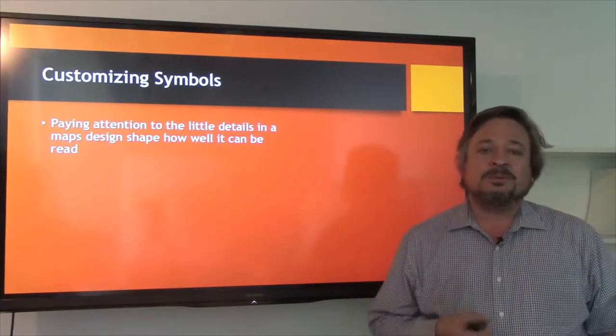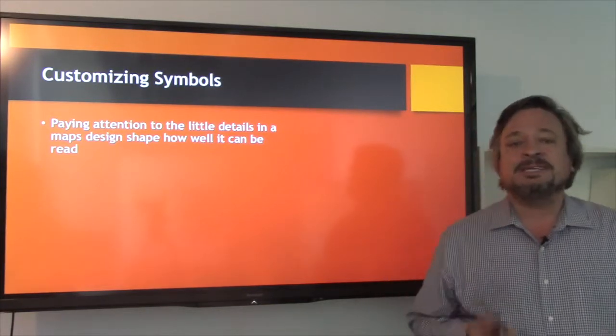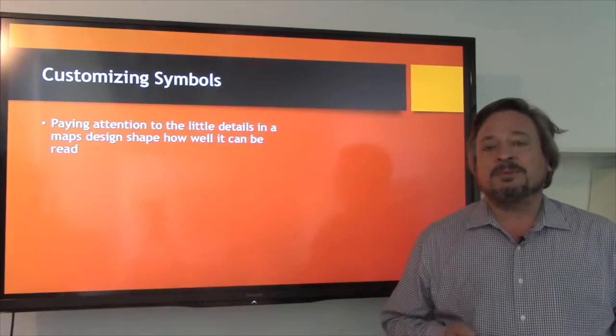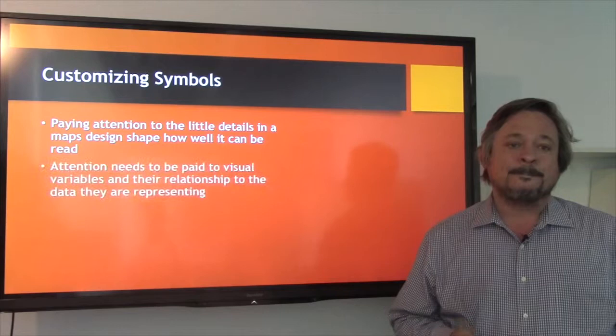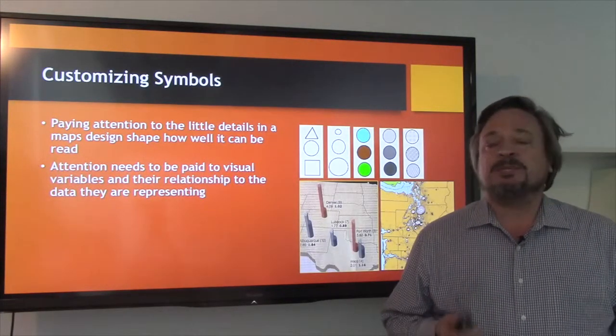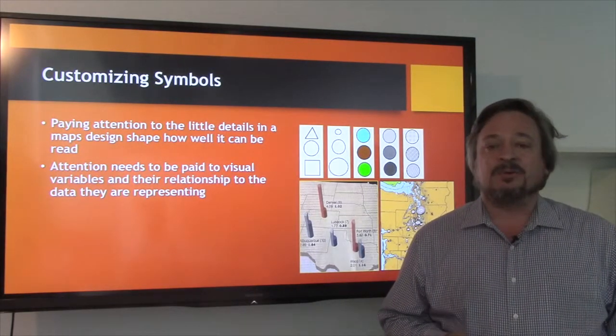So the reason why we talk about customizing symbols is that paying attention to the little details in a map design shapes how well it can be read. So we're looking at trying to increase the level of clarity. To do so, attention needs to be paid to the visual variables and their relationship to the data that they are representing.